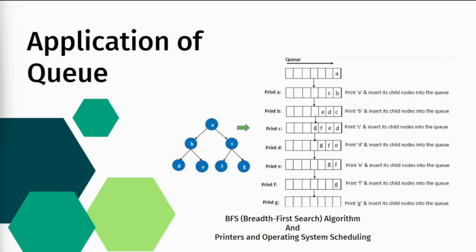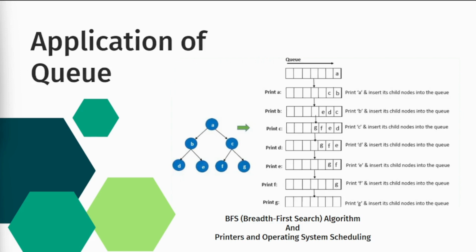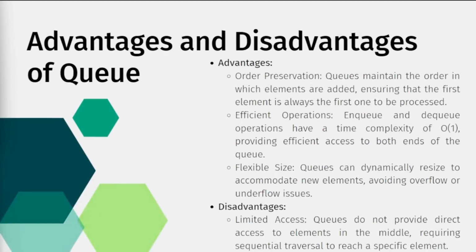Okay. So there are some advantages of queue in this scenario. First one is order preservation. Queues maintain the order in which elements are added, ensuring that the first element is always the first one to be processed. Efficient operations. Enqueue and dequeue operations have a time complexity of O(1), providing efficient access to both ends of the queue.